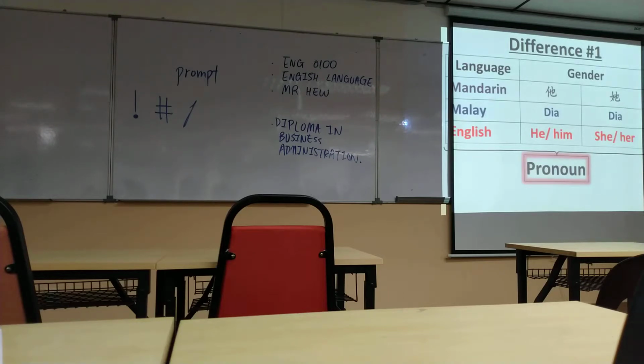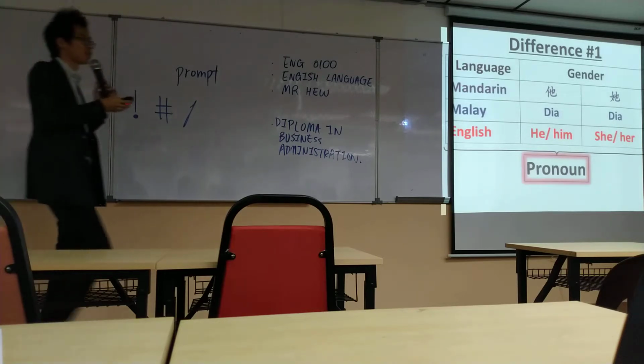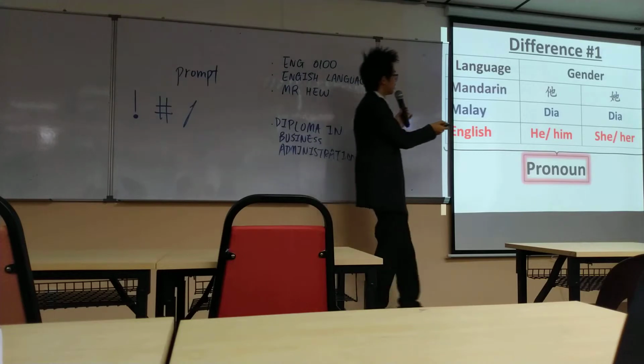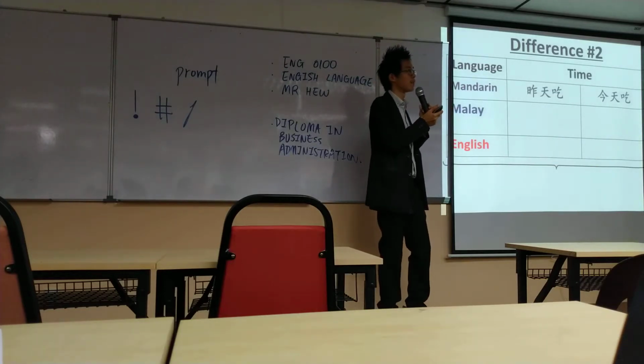Like when we speak English, we always use the wrong word. Like just now I spoke the wrong word, he or she. Sometimes I say he, sometimes I say she. So when we speak, we need to take note of this he or she. Because in Chinese also ta. In Malay is dia. Another way is time difference.